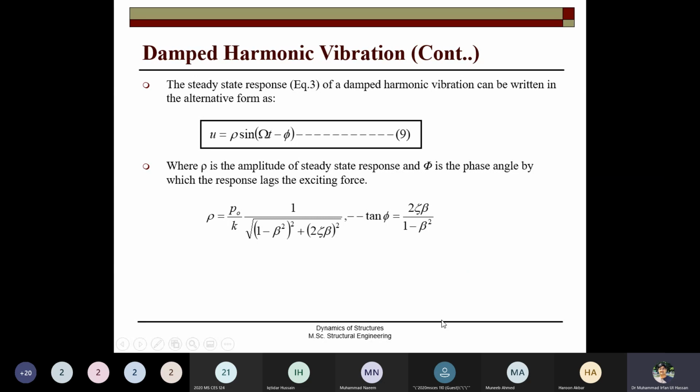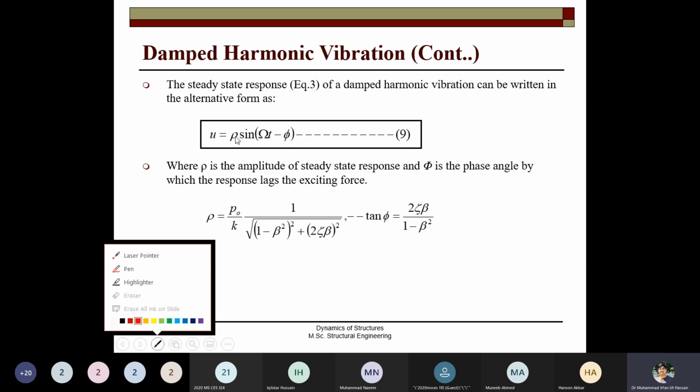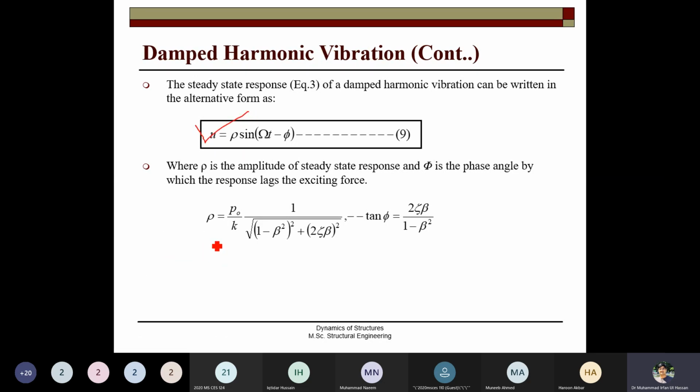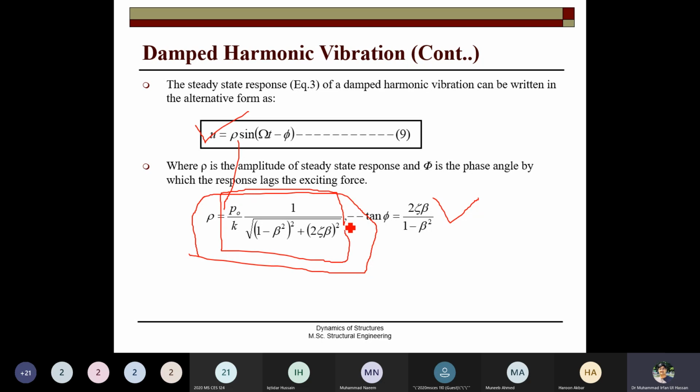We can write the response finally in this way also, a simple way, but the rho value will be quite lengthy here. This is the rho. This is called the amplitude of the steady state response, and phi is the phase angle. So the phase angle is this one, and this amplitude plays a key role. Of course, the amplitude variation, you must know how the amplitude of the vibration is changing with respect to the time, because this sine omega t is basically the function of the curve, but the values depend upon this amplitude.